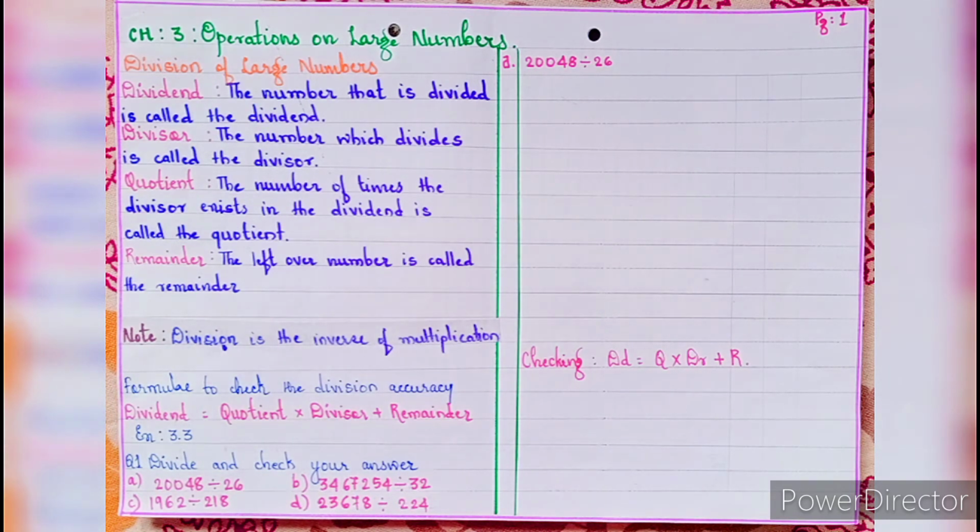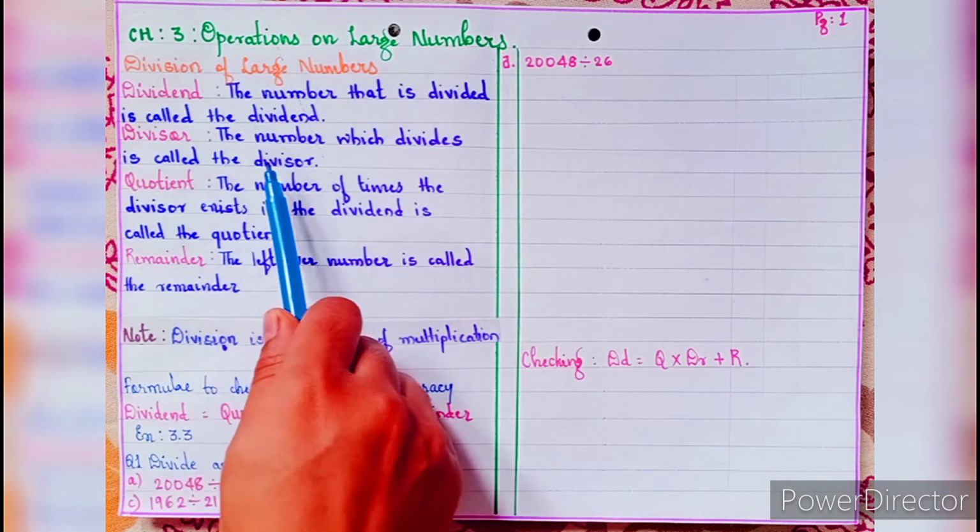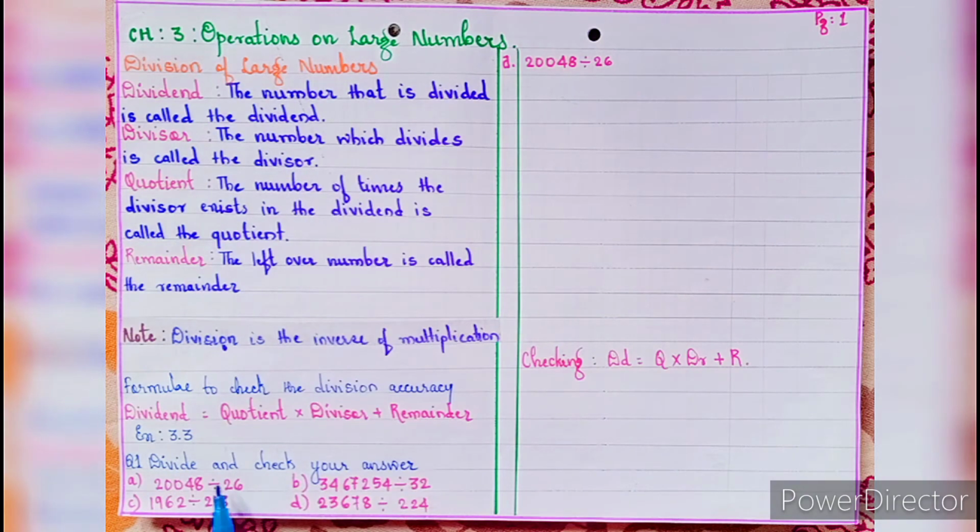What is the dividend? The number that is divided is called the dividend. So in this example, this is the dividend and this is the divisor. The number which divides the dividend is called the divisor. Now what is the quotient? The number of times the divisor exists in the dividend, or the answer obtained after division, is called the quotient. And what is the remainder? The leftover number is called the remainder.